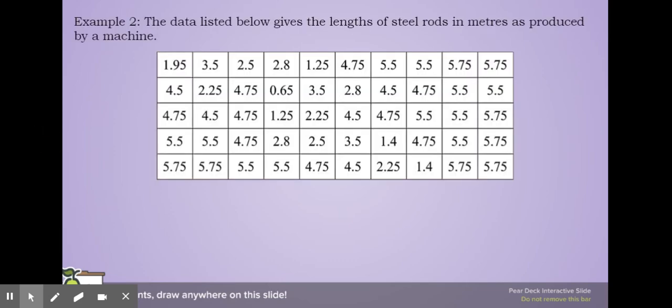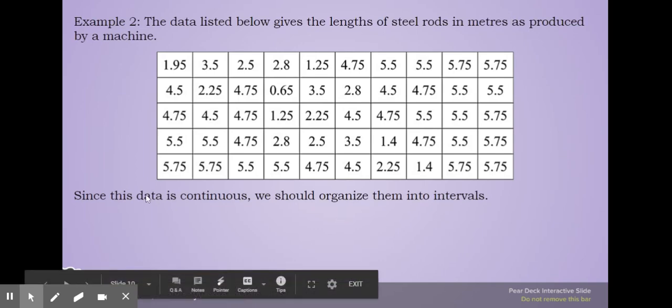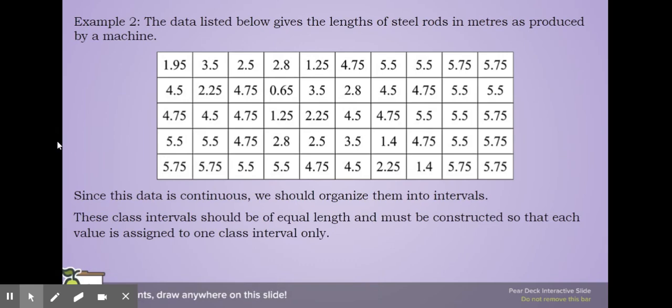So let's get into an example. In example 2 here, we have a lot of data listed below that gives the lengths of steel rods measured in meters as produced by a machine. So since there's a lot of data and it's continuous, we should organize this data into intervals. These class intervals that we create should be of equal length and should be constructed so that each value is only assigned to one class interval.